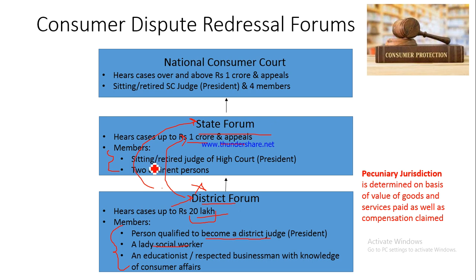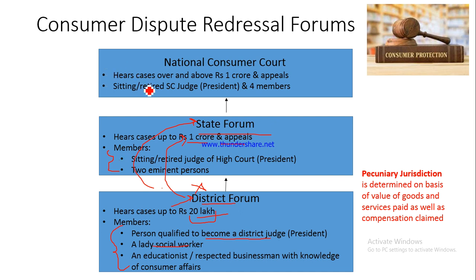So the president would be either a sitting or a retired judge of the High Court, and there would be two eminent persons, people with good reputation, who will be part of the state forum. Likewise, we have the National Consumer Court.